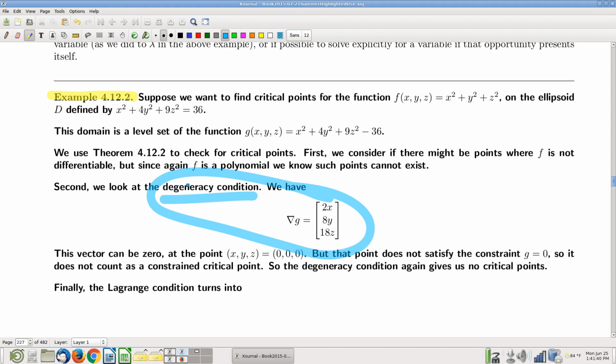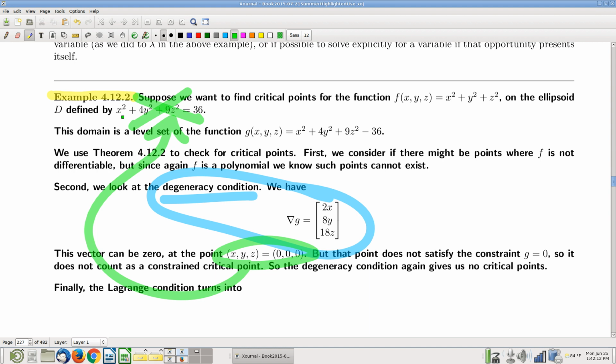Right? That first component could be 0. If x were 0, that first component is 0. That's real, right? So if x, y, and z were all 0, if I were looking at the origin, that would satisfy this equation. It's going to be tempting to call the origin a degenerate critical point. But it's not, because the origin is not on our ellipsoid. It doesn't satisfy the constraint equation.